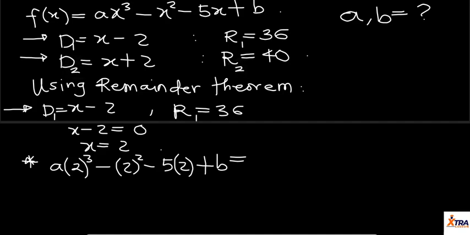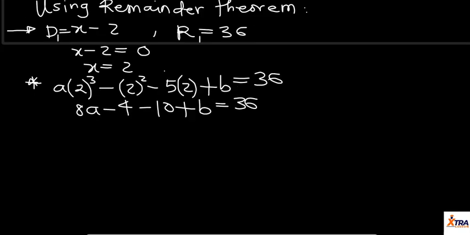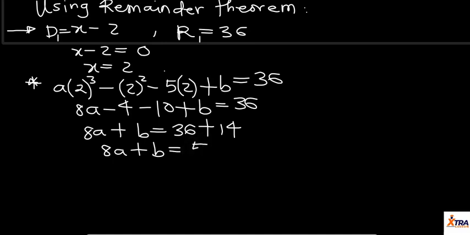So our R1 here is 36. Equating this, I have 8a minus 4 minus 10 plus b equals 36. Breaking this down, you have 8a plus b equals 36 plus 14, because minus 4 minus 10 gives you minus 14, and when you take it to the other side, it becomes plus 14. So I can say 8a plus b is equal to 50.